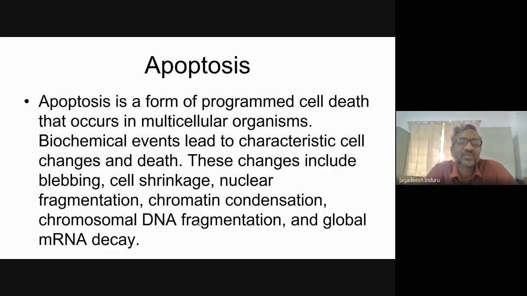The changes include blebbing, cell shrinkage, nuclear fragmentation, chromatin condensation, chromosomal DNA fragmentation, and global mRNA decay, and ultimately the cell dies. It is taken up by the reticuloendothelial system, maybe entering the liver and spleen, and goes out of our body. After that, a new cell is generated in place of the original dead cell, and the body is rejuvenated. This apoptosis process is a normal phenomenon required for rejuvenation and normalcy.